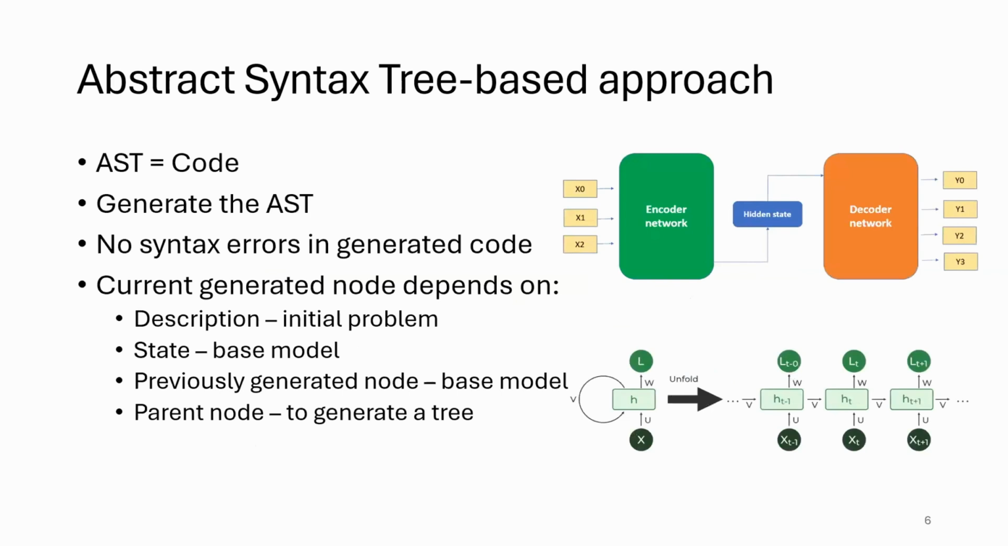To summarize this approach, instead of text like in a translation task, we'll generate a tree, more specifically the abstract syntax tree. This way, we are guaranteed to generate no syntax errors, but the model becomes a bit more complicated because it requires additional information to convert from the text into a tree. So in order to generate a tree, the model needs the initial description, which it already has from the initial problem. It also requires a state and the previously generated node, which are needed by the recurrent network by default to work properly, and the parent node, which incorporates the idea of generating a tree.